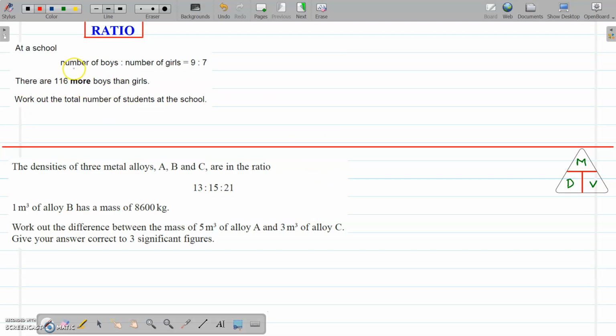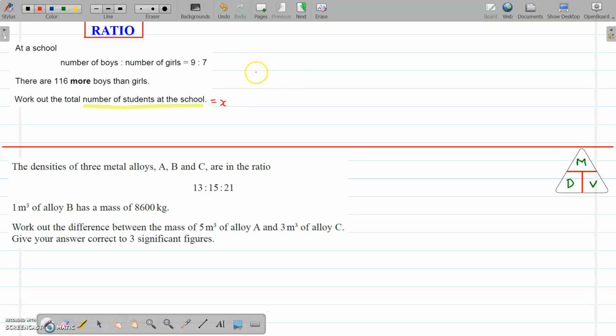The number of boys to the number of girls are in the ratio 9 to 7 in a school. We're told that there are 116 more boys than girls. We've got to work out the total number of students at the school. Well, that's my starting point. I'm going to call that number x.